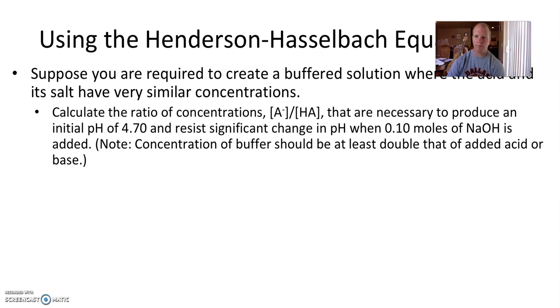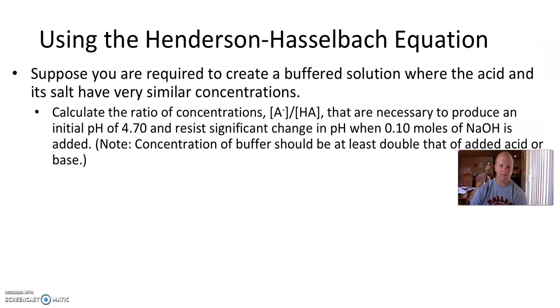All right. Here's our one big example problem. We want to create a buffered solution where the acid and its salt have similar concentrations, right? So we're going to calculate the ratio of concentrations that are necessary to produce an initial pH of 4.7, and that's resistant to a change in pH when 0.1 moles of NaOH is added. Now, just a note, you guys, we want our concentration of buffer to be at least double that of the acid or base that we want it to buffer against. Okay, and I'll talk about that more as we work through this equation.